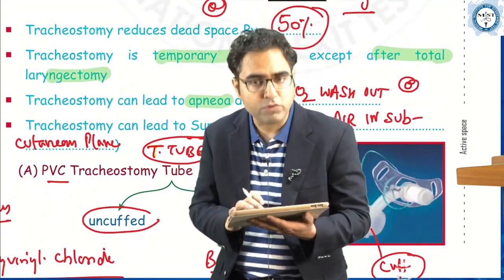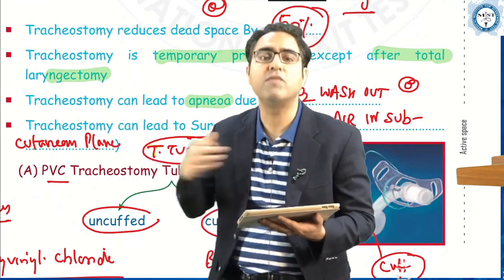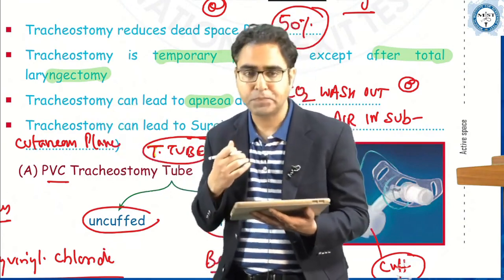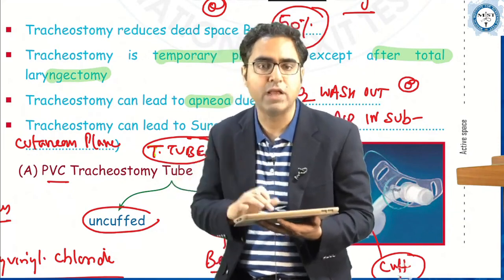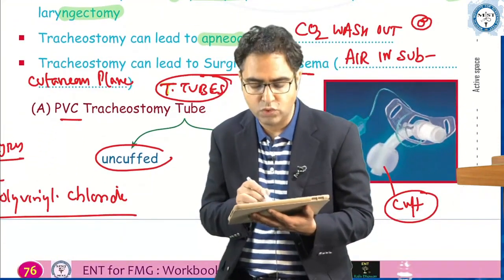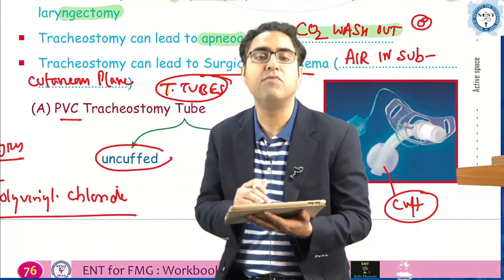Tracheostomy is a temporary procedure except after total laryngectomy. After laryngectomy, you have a permanent tracheostomy hole in the neck. Tracheostomy leads to apnea, breathing stops. Technical word. Due to what? Due to CO2 washout. Tracheostomy can lead to surgical emphysema.